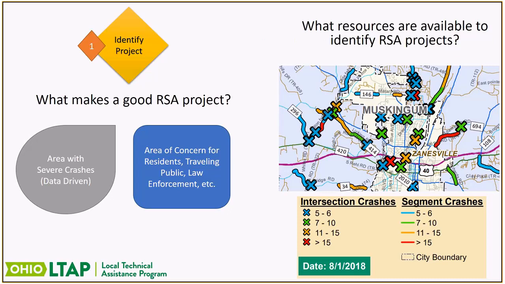So on the right-hand side of the screen, what you're going to see are types of resources that are available to help identify RSA projects. And what I'm talking about here is the map room, which is an area on the ODOT website where our safety team has worked to generate maps for crash trends and history. They do this by jurisdiction, roadway type, county. I mean, you name it, it's out there, even down to the township level. We have township roadway crash maps available.